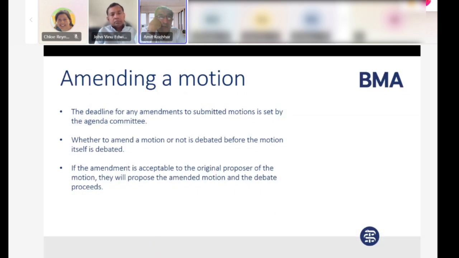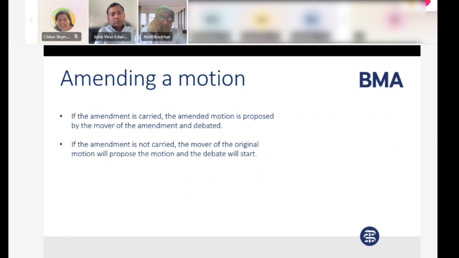The last date for amendments, correct me if I'm wrong, Chloe, is 9 o'clock on the 19th of May, which is Monday morning, 9 a.m. next week. Next slide. Just to give you an example: if the amendment is agreed, then the amended motion is proposed by the mover of the amendment. If the amendment is not agreed, then the mover of the original motion proposes the motion and debate starts.